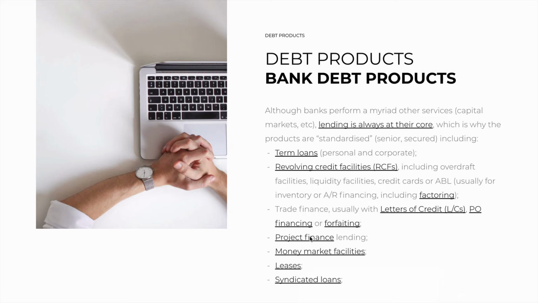Another type is project finance. This is financing long-term infrastructure projects, usually with governments or corporates, where the project, as it's developed, starts to generate capital that repays the loan. For example, a highway that, as it's being built, charges tolls and uses that cash flow to pay for the rest of the highway. Another type are money market facilities, which are usually unsecured short-term loans for businesses.